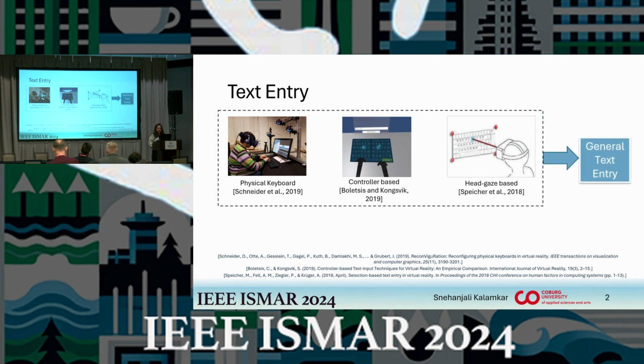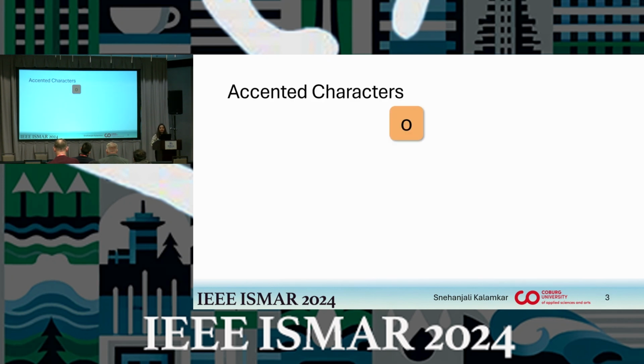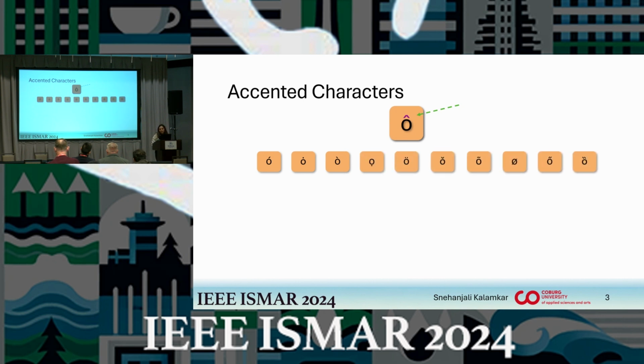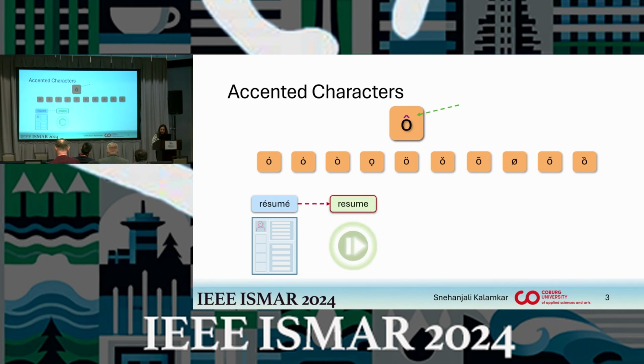However, a text entry challenge which has received limited attention even outside of VR is accented character entry. Let's see what accented characters are. Accented characters are characters where a glyph is added to a letter, for example, an acute, an overdot, or a grave, and more. They help us to pronounce the words correctly. For example, the word résumé without the diacritical marks could get confused with the verb resume.